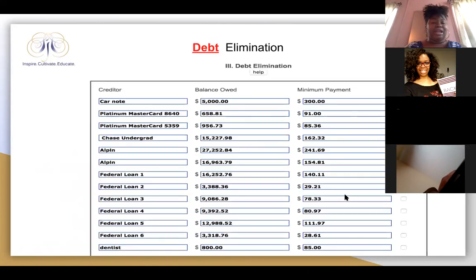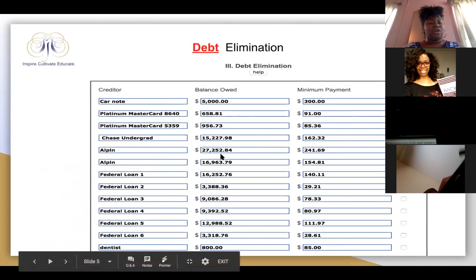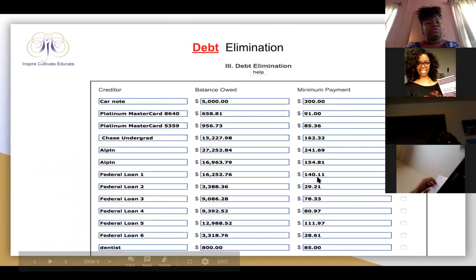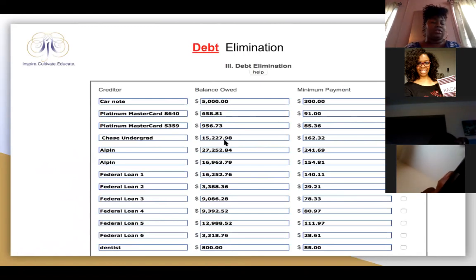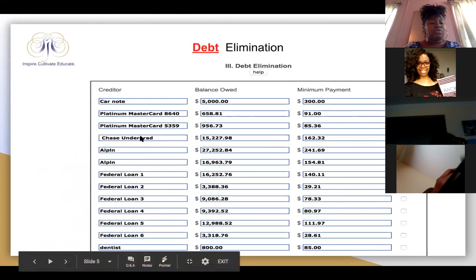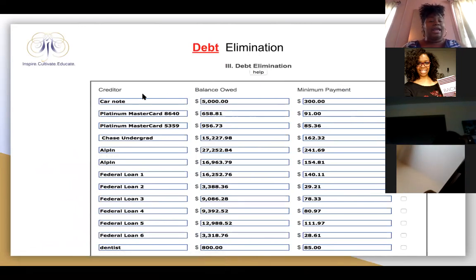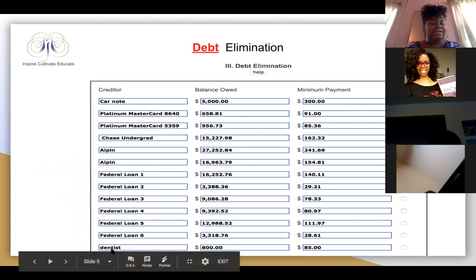Now, debt elimination. This is a big one. What you're looking at is my creditors, the balance owed, and the minimum payments. A lot of my debt was attributed to my student loans, Chase Bank, ALPLN, and then I had several federal loans. These loans right here are my private loans, and then I had federal loans on top of it. I only had 2 credit cards and a car note. And then I had the dentist.